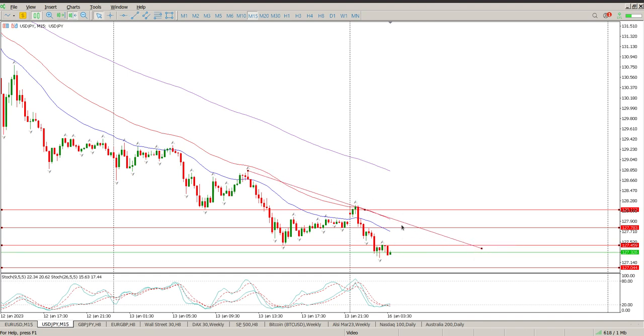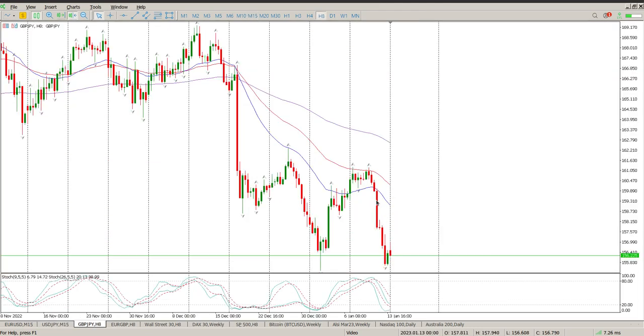So if price intersects or comes close to this area, you're looking to sell, not buy. That's going to be between 127.783 and then somewhere around the 127.900 area. Moving on to British pound, Japanese yen.